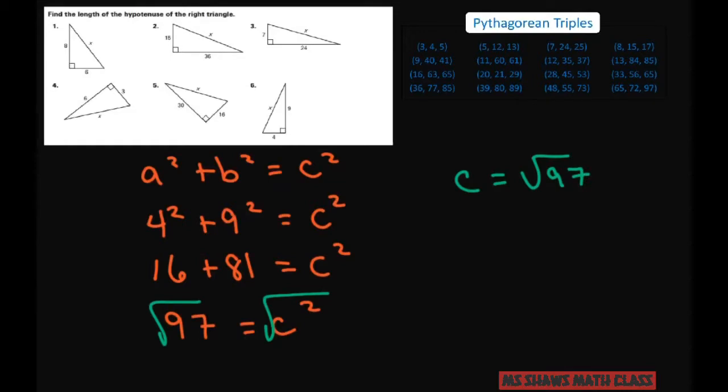If you want to get an approximate value of that, you'll just take the square root of 97, and C would be approximately 9.85 if you round to the nearest hundredth. If you round to the nearest tenth, it would be 9.9.